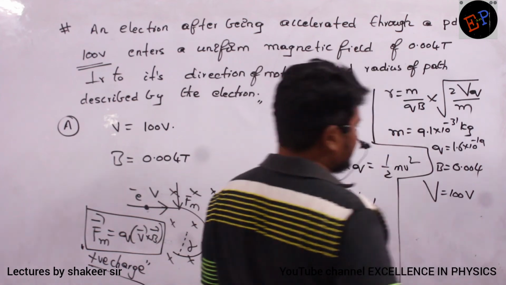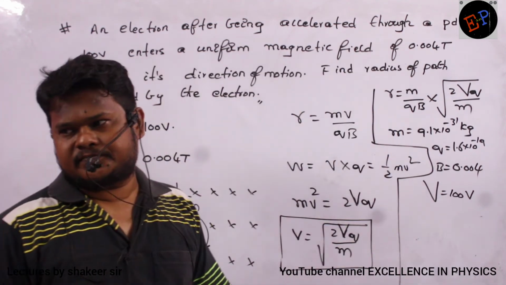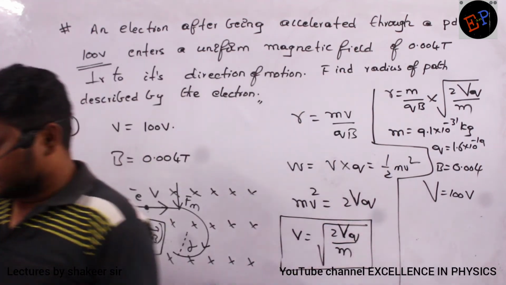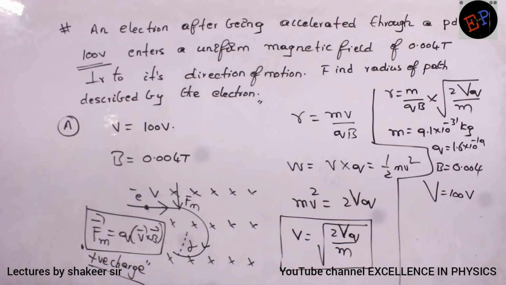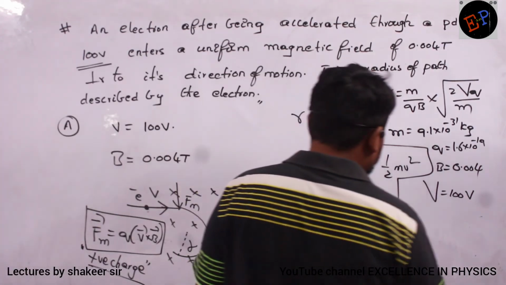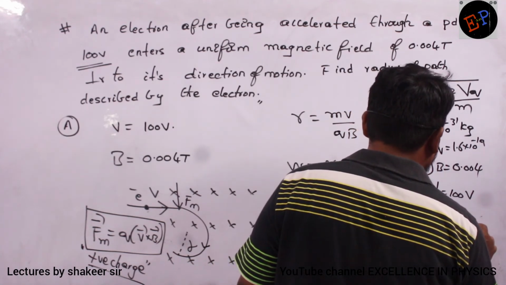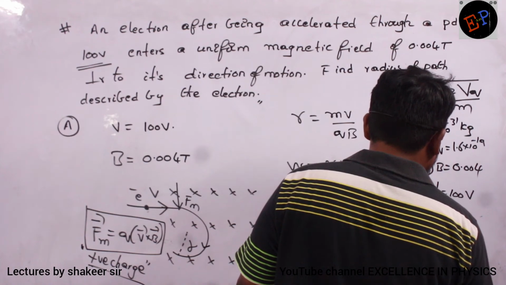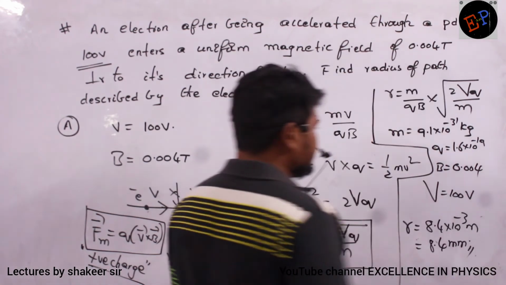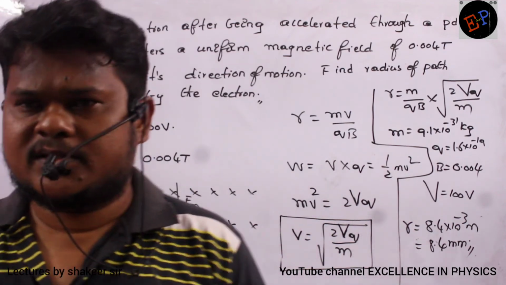So just substitute all these values. That is my required answer. Are you able to understand? Very simple. So the answer which you should get is 8.4 into 10 power minus 3 meters. Or you can say 8.4 millimeters. So that is the radius of the circular path traced by this electron.